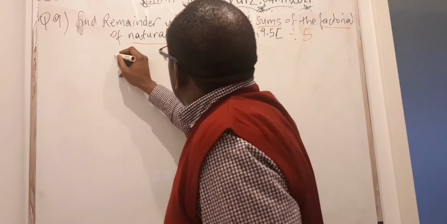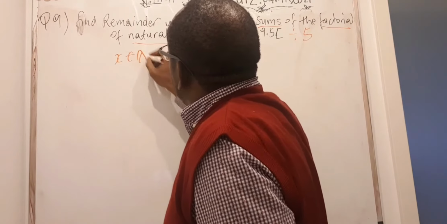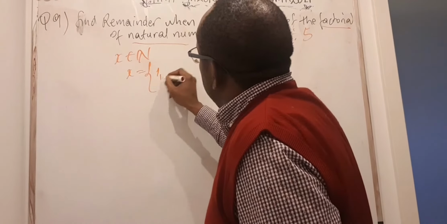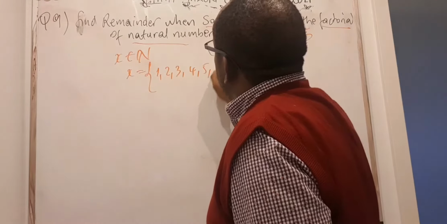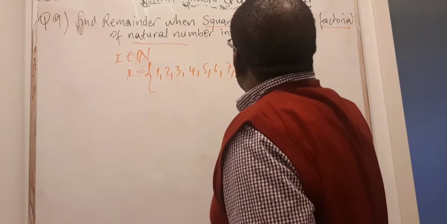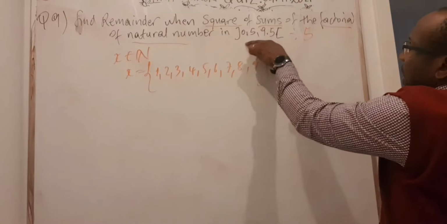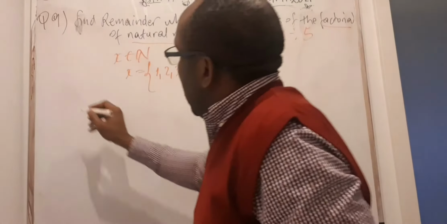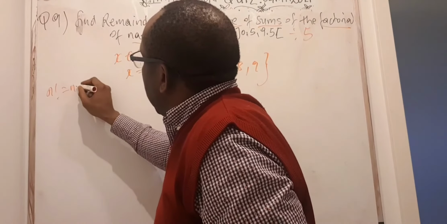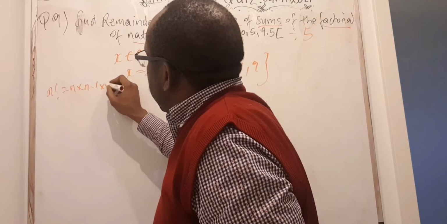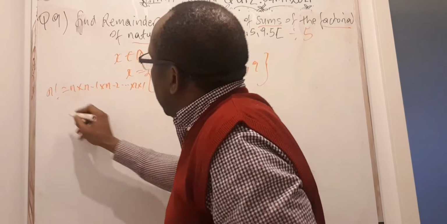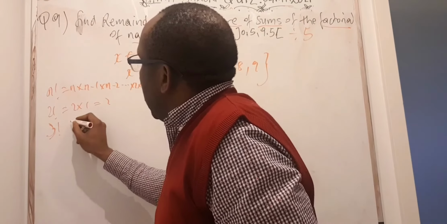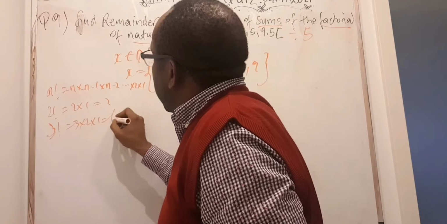this. So the natural numbers, x is an element of N, means x would be, I look for natural numbers that are here. Here we get 1, 2, 3, 4, 5, 6, 7, 8, and 9. Those are the natural numbers in this interval. So we are asked first to look for the factorials of these numbers. We already learned before, n factorial means n times n minus 1 times n minus 2 up to times 2 times 1. So for example, 2 factorial is 2 times 1 and that is 2. 3 factorial is 3 times 2 times 1 and that is 6, and so forth.